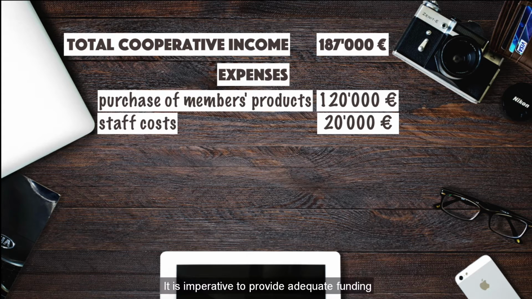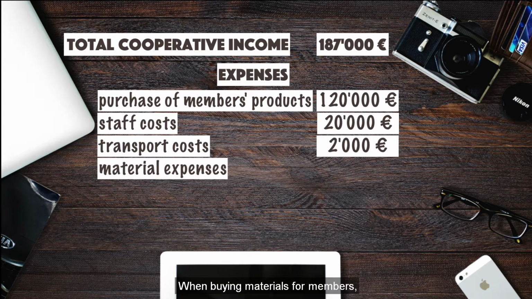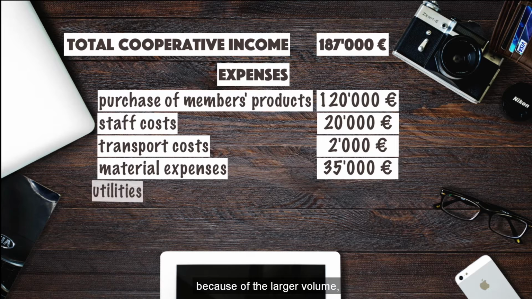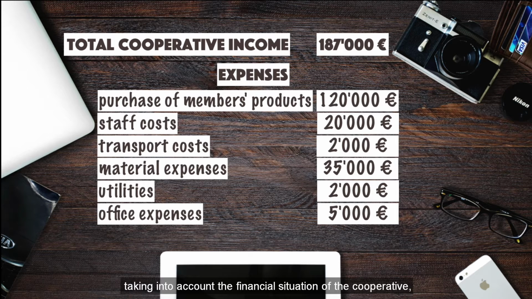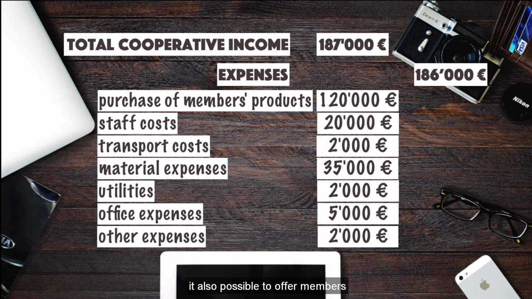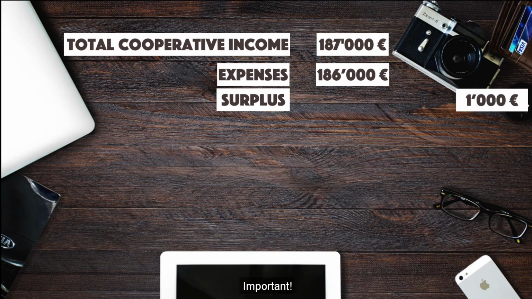It is imperative to provide adequate funding for the head of the cooperative, who should be neutral and unrelated to the cooperative. When buying material from members, it is possible for the cooperative to buy cheaper because of a larger volume, so it's possible to offer their members a better price. In addition, taking into account the financial situation of the cooperative, it's also possible to offer members to purchase materials with post-payment. Now here's an important point.